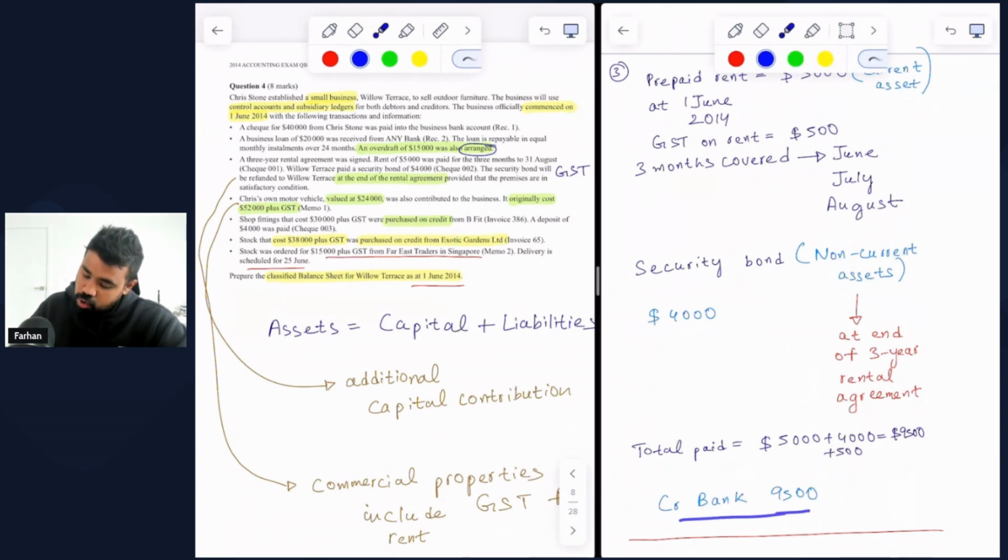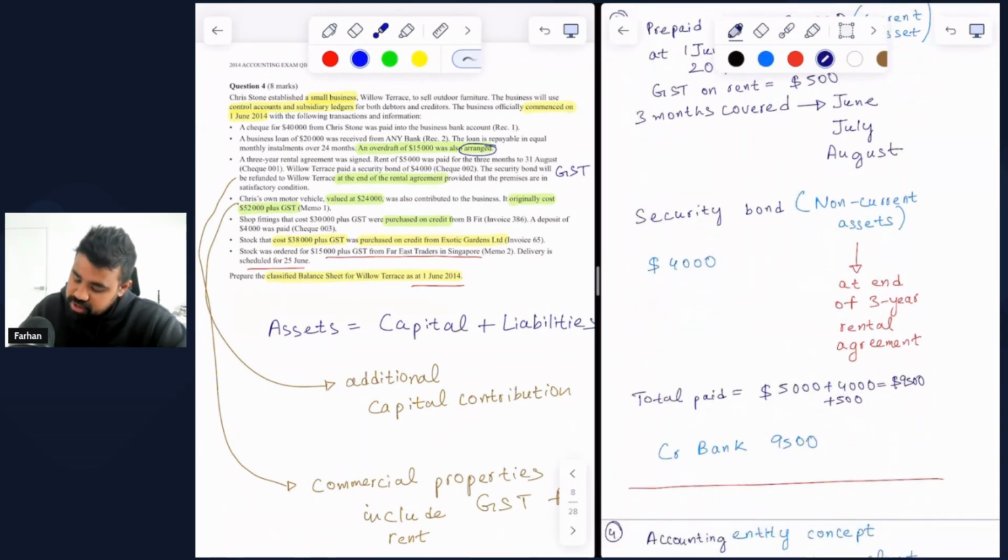All right. And if you are interested in what we would have debited, we would debit the prepaid rent by 5,000. We would also debit the GST clearing. The reason we can debit the GST clearing is because this is GST that we have paid, and therefore we can offset this when we calculate the GST settlement. And what else can we debit? The security bond.